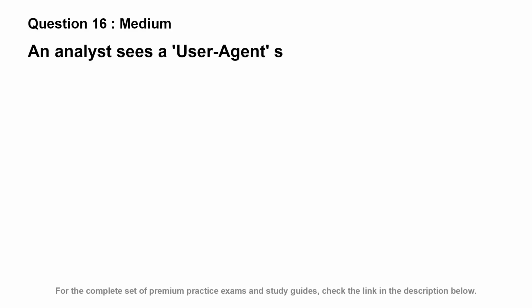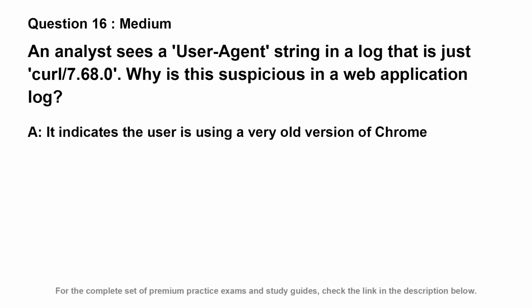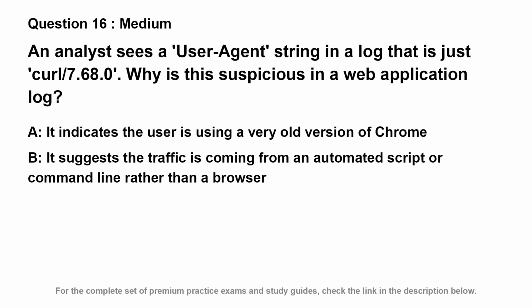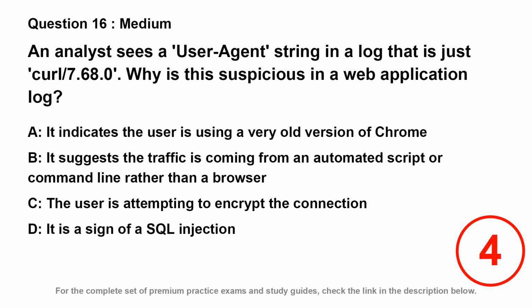An analyst sees a user agent string in a log that is just curl/7.68.0. Why is this suspicious in a web application log? Option A, it indicates the user is using a very old version of Chrome. Option B, it suggests the traffic is coming from an automated script or command line rather than a browser. Option C, the user is attempting to encrypt the connection. Option D, it is a sign of a SQL injection.